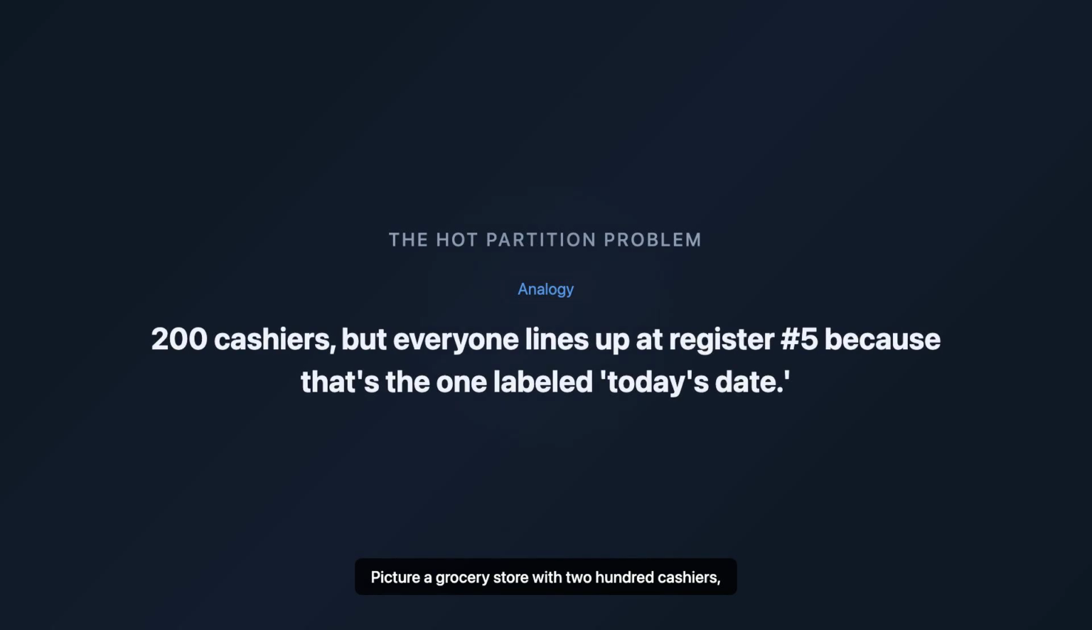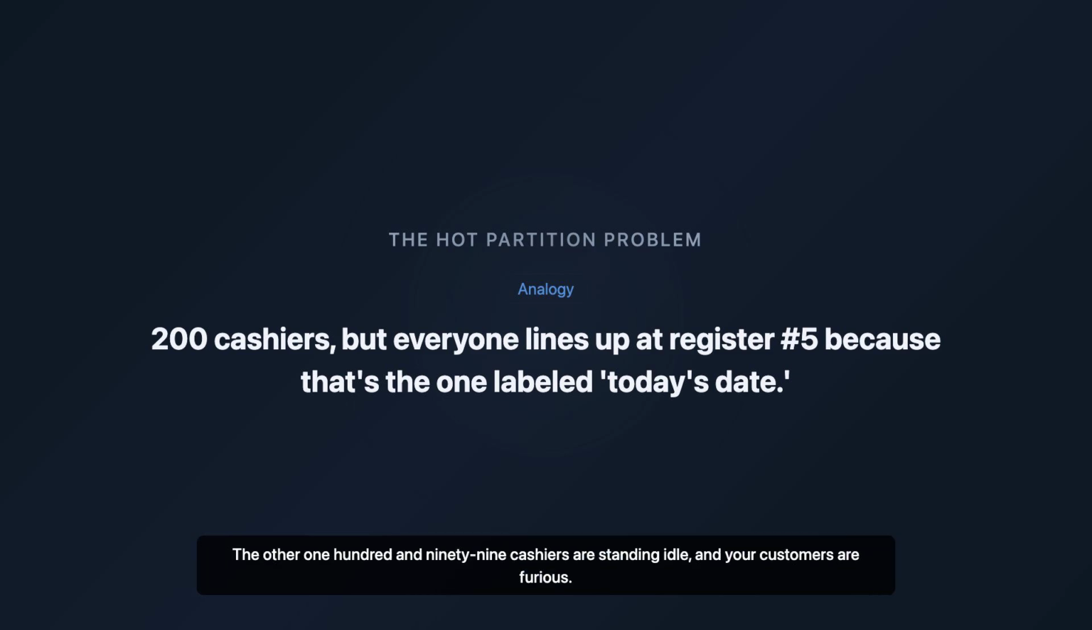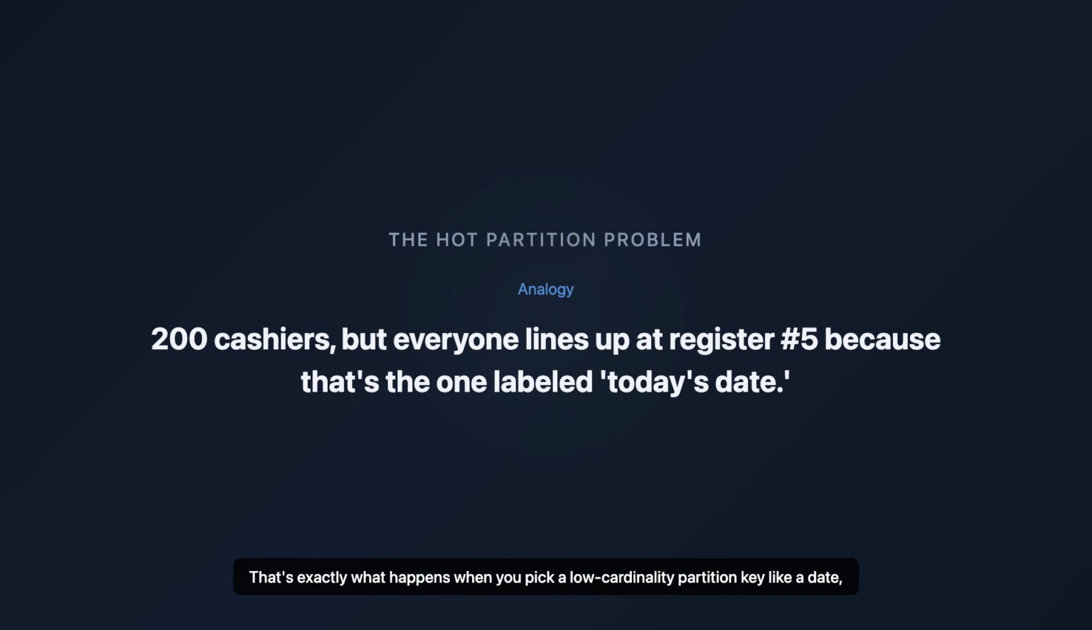Picture a grocery store with 200 cashiers, but everyone lines up at register number 5 because that's the one labeled today's date. The other 199 cashiers are standing idle, and your customers are furious. That's exactly what happens when you pick a low cardinality partition key like a date, a status flag, or a country code. DynamoDB has the capacity, but it's all sitting on the wrong partitions. So how do you spread the load?